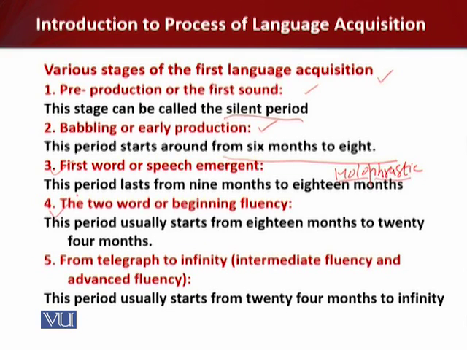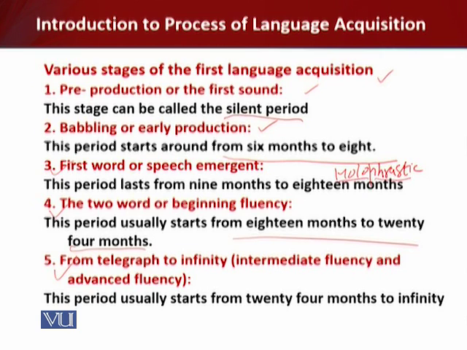Then we have the fourth stage, which is called the two-word or beginning fluency stage. Now this period usually starts from 18 months to 24 months. At this stage, children can speak sentences combined of many words. However, the grammar rules are not used well and also linked words. For example, children may say me fall instead of I fell, or mum shoes instead of my mum's shoes, etc.